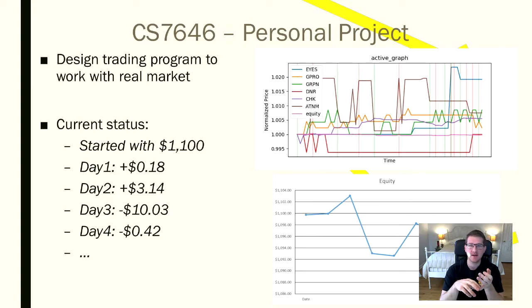And the first day it made 18 cents, the second day it made $3, and the third day it lost $10, so it's all over the place at this point. Like I said, I have put a hold on it, but I do plan to get back to it later. It's just an interesting, fun project. It didn't really matter to me how much I made or lost. I was only really playing with $100. So it was just a fun project, but I did create the program to be able to interact with the real market.